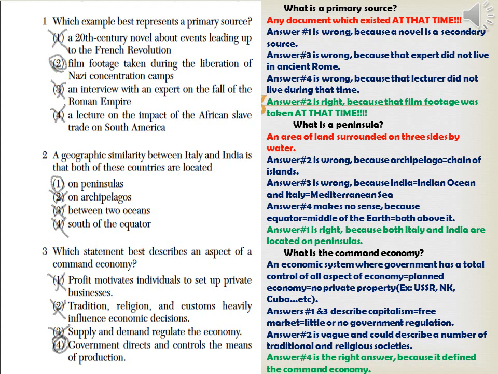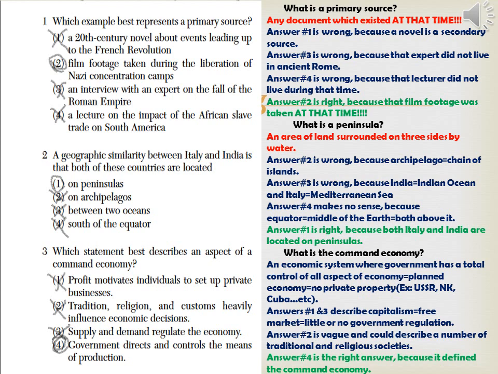Question number 1. Which example best represents a primary source? Is it 1. A 20th century novel about events leading up to the French Revolution? Is it 2. Film footage taken during the liberation of Nazi concentration camps? Is it 3. An interview with an expert on the fall of the Roman Empire? Or is it 4. A lecture on the impact of the African slave trade on South America?